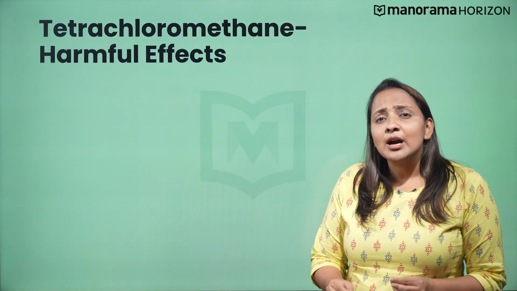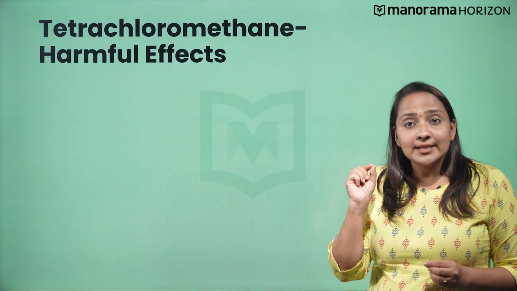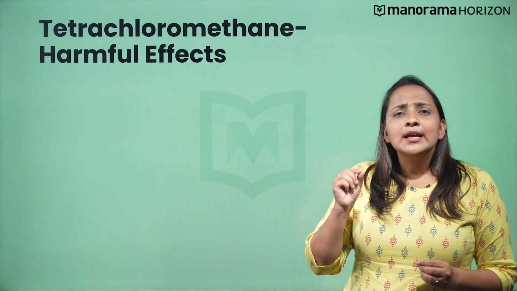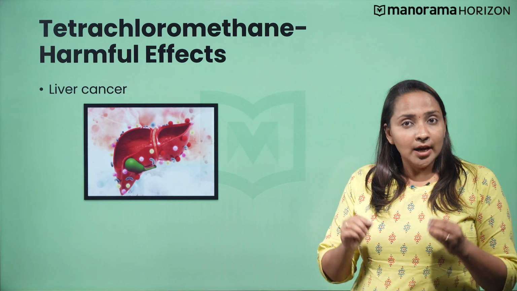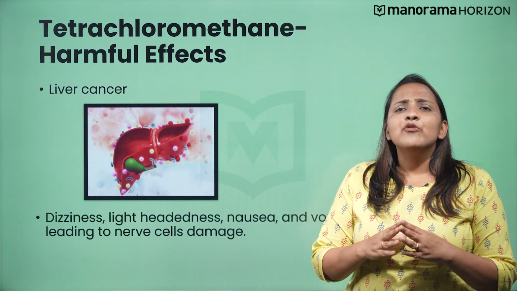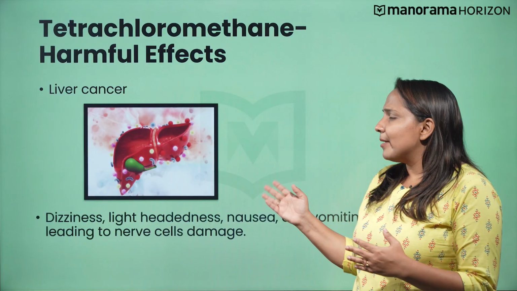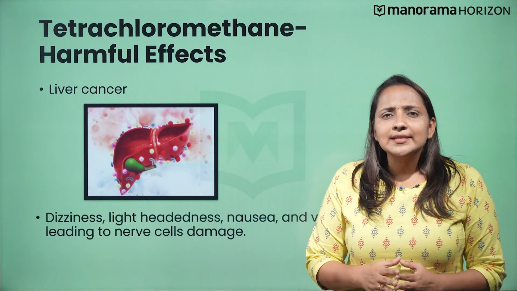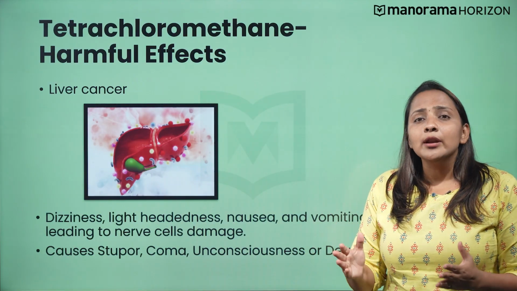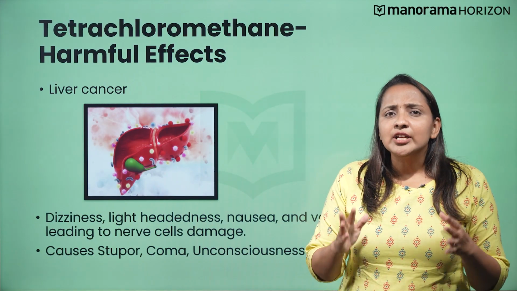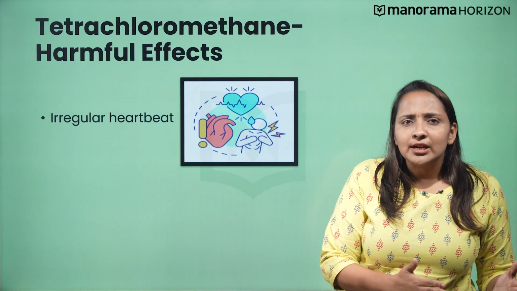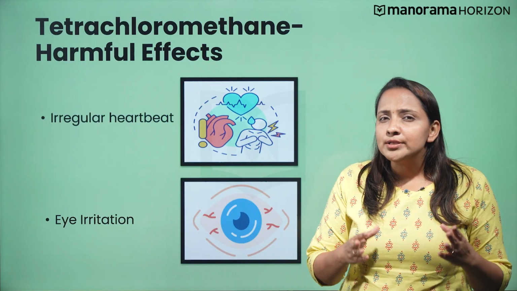This polyhalogen compound has some major side effects such as exposure to carbon tetrachloride causes liver cancer in humans. It can also cause dizziness, lightheadedness, nausea and vomiting, leading to nerve cell damage. In some cases, it even causes stupor, coma, unconsciousness or death. Coming in contact with carbon tetrachloride can also cause the heart to beat irregularly or stop and can cause eye irritation as well.